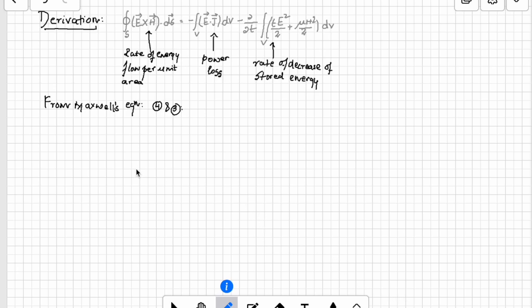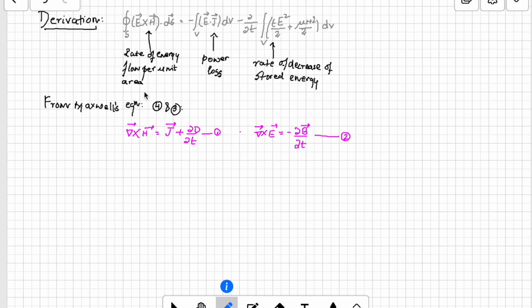So the first equation, or the fourth equation, we're going to use, very important: del cross H bar is equal to, as we have seen in the last class, J plus del D divided by del T. That was one equation, and the other equation is del cross E, which is Faraday's law, the third law, equal to minus del B bar divided by del T. Let's say this is my first equation and this is my second equation for this particular derivation.